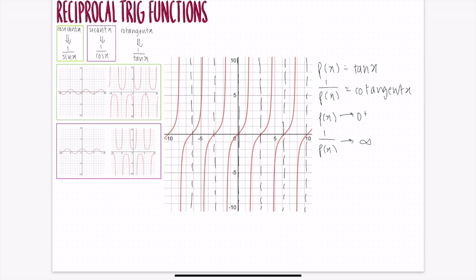On the other hand, as f of x approaches 0 from the negative side, 1 over f of x will approach negative infinity. We can therefore predict the graph's end behavior to be a bit like this, and then we can draw our graph of 1 over f of x, or cotangent x.